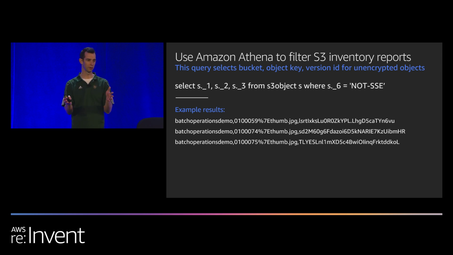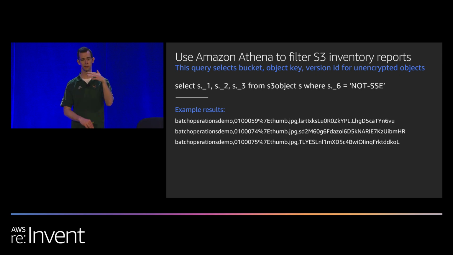So it's a simple setup here to actually run that query, a very simple SQL statement at that point. And then for my results in this case, I just wanted to know the bucket, key, and version ID. Because once I have that list of objects that are unencrypted, now I can take action to encrypt them. And we'll walk through how you can do that with batch operations.